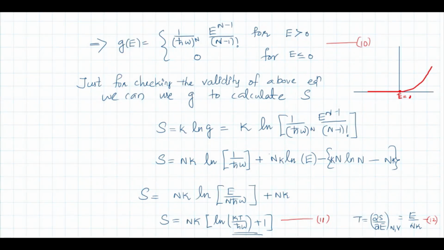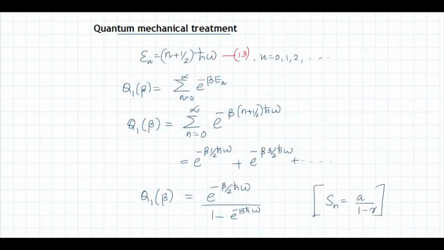Now we will move on to the quantum mechanical treatment. Here we will consider the solutions of the Schrodinger equation as the microstates, and the possible energy values of a harmonic oscillator are given by E_n equal to n plus half h cut omega, where omega is the frequency of the oscillator. n can take values 0, 1, 2, etc.